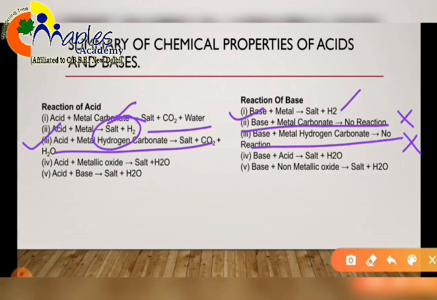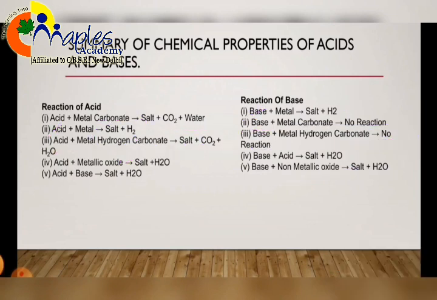Next, acids can react with metallic oxides, but bases do not. And acids and bases react together to form salt plus water. This is all about the chemical properties of acids and bases.